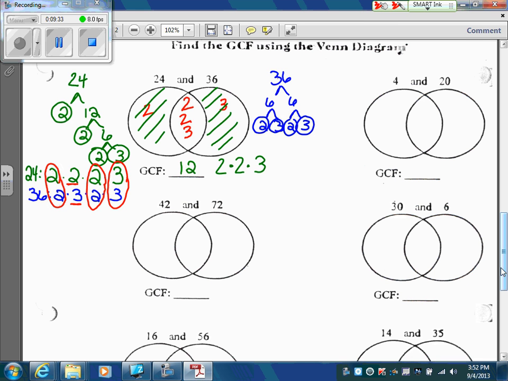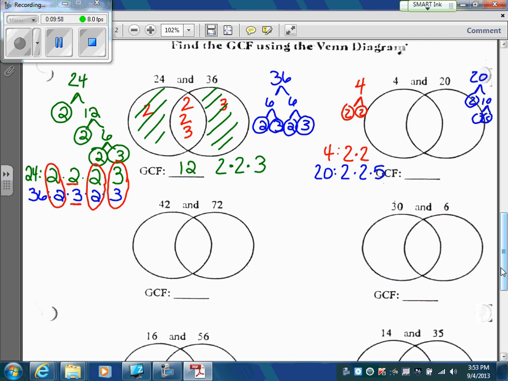Same thing over here with 4 and 20. 4 is easy to break down. It's just 2 and 2. So for 4, I've got prime factorization of 2 times 2. For 20, I have 2 and 10. 10 is 2 and 5. I separate those and run out of room. So for 20, prime factorization is 2 times 2 times 5.